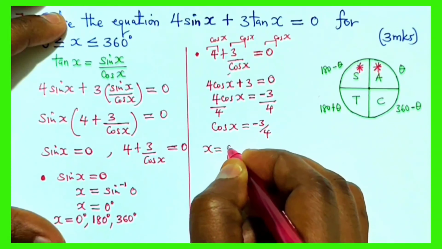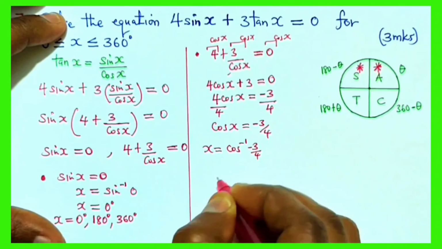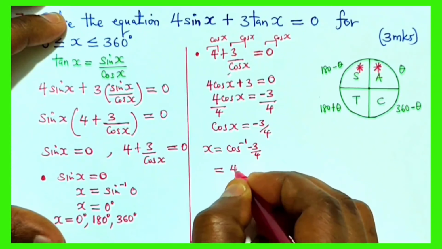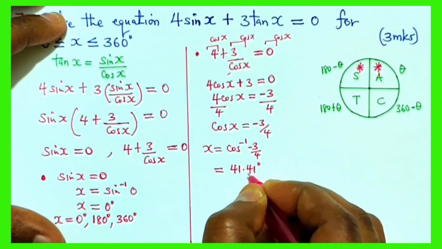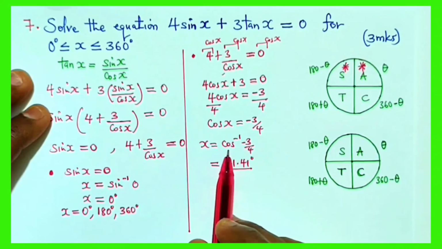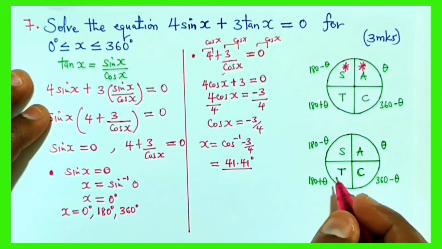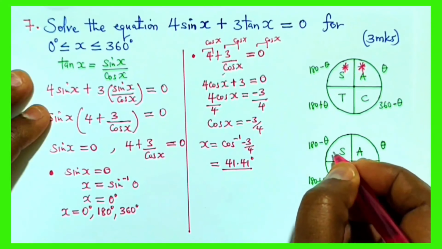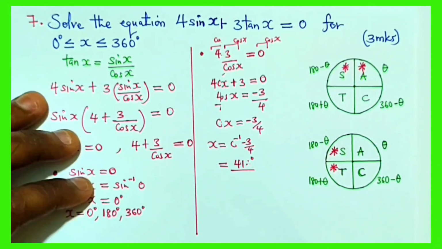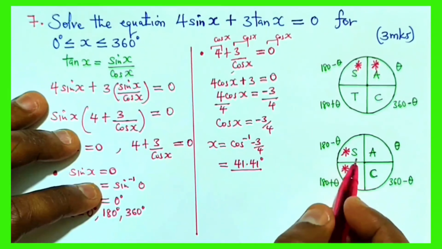X will be equal to the cos inverse of negative 3 over 4, and the angle that we are going to get here is 41.41 degrees. In the second unit circle, we are going to consider that the cosine here was negative, and therefore the cosine of an angle will be negative in the second and the third quadrants.